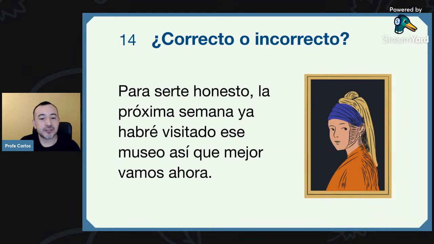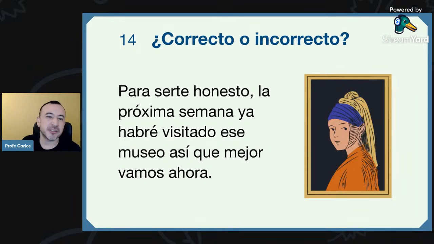Correcto o incorrecto. Para serte honesto, la próxima semana ya habré visitado ese museo, así que mejor vamos ahora.